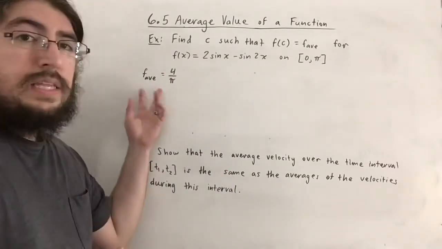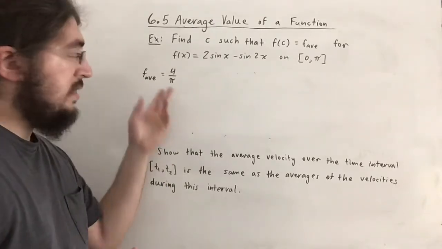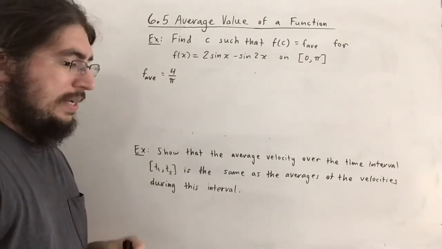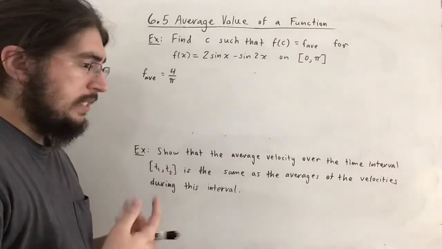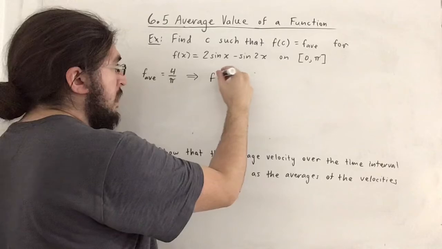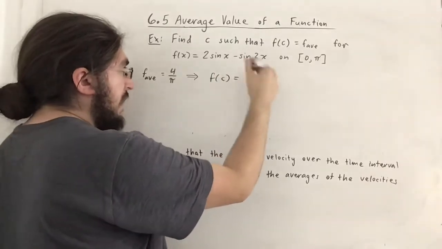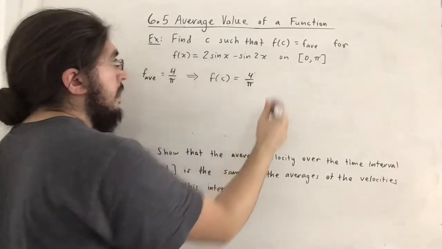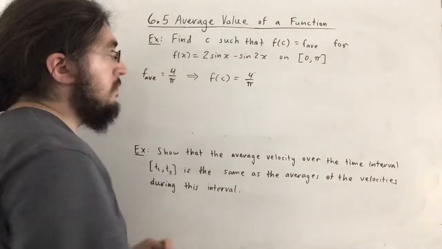Right, so now this is what we got. I cleaned up everything. We got f average is equal to 4 over pi. And I think we're really in for a treat here. You can just kind of tell a little bit ahead of time. We want to find f of c. We want to find c such that f of c is equal to 4 over pi. That's what the statement's asking us to do.